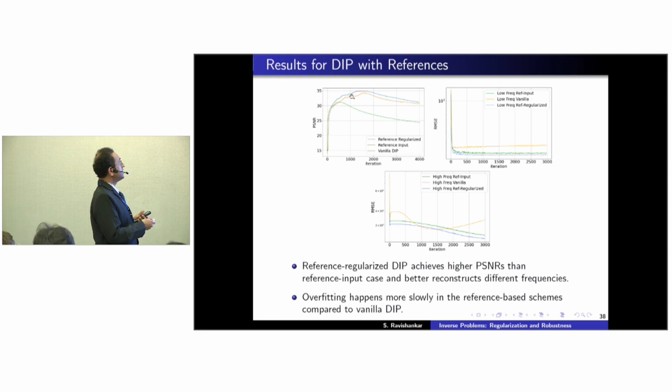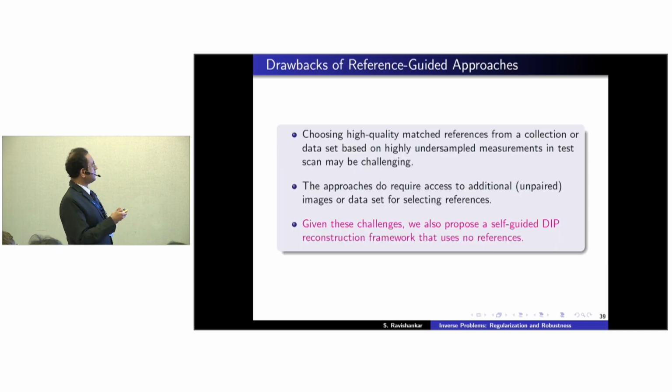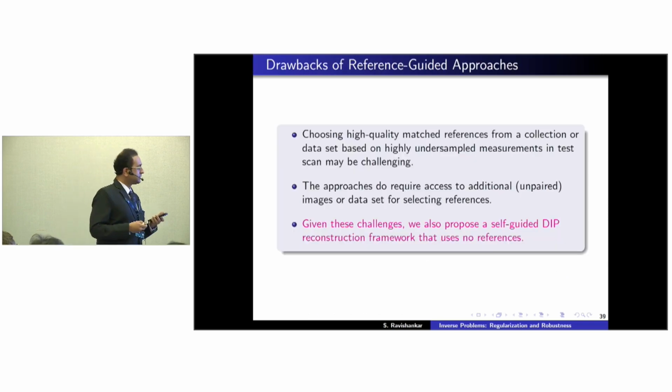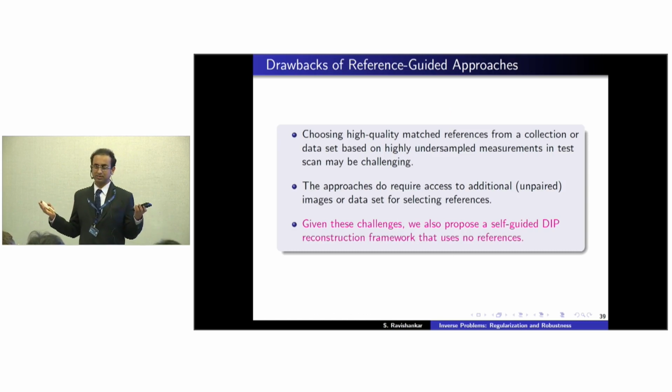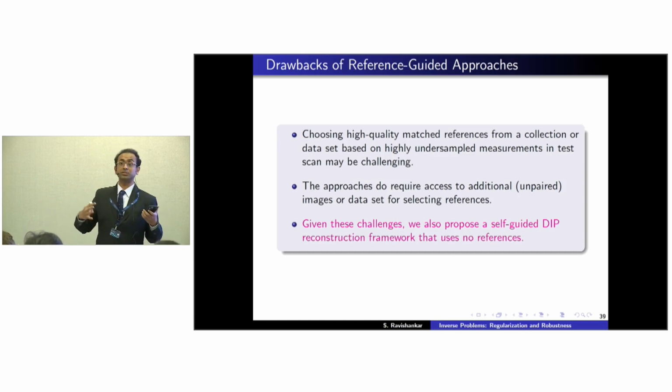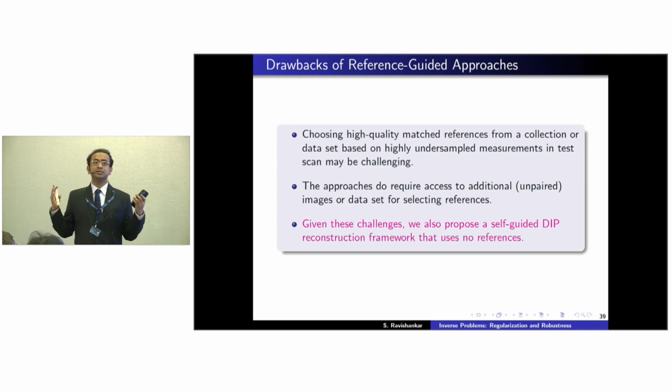And so the overfitting still happens, but it's a little slower and more benign. And if you look at the reconstruction of the low frequencies and the high frequencies, the plots are more benign for these reference-based methods. So the challenge here is that we still assume that we have access to some references, whereas the original deep image prior was designed to work with no training data.